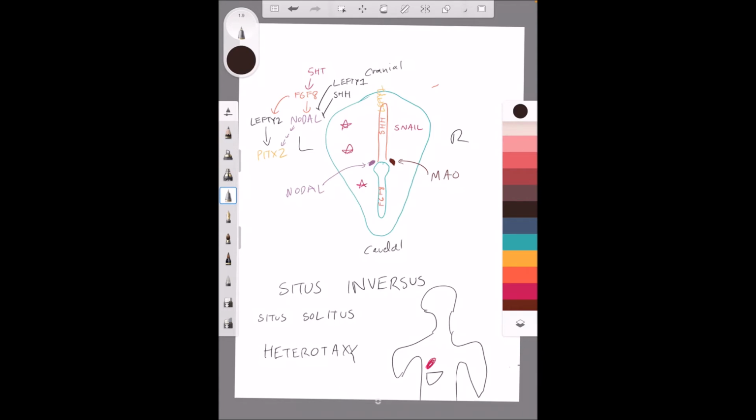Hetero is like different, right? So it's different because one of the organs is on a different side from all of its usual friends. Like the left-sided organs are separated from their friends. They're on different sides, and the right-sided, or at least one of them, is. So situs solitus is normal. Situs inversus is all wrong. This is just one or a few wrong, and situs solitus is all normal.